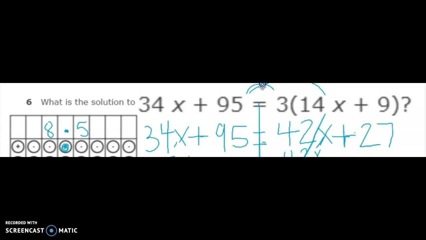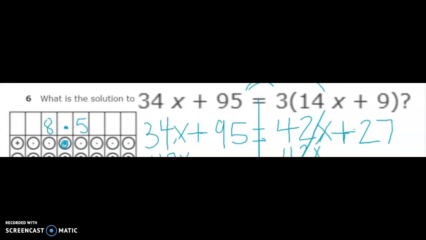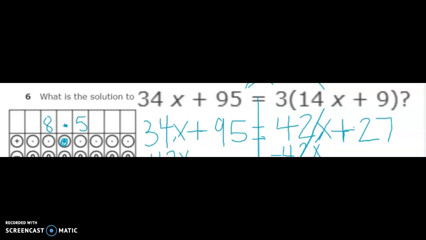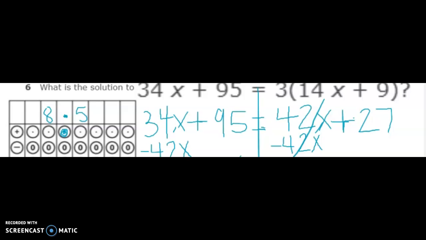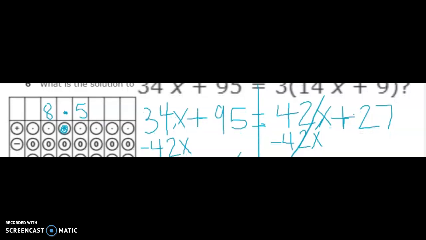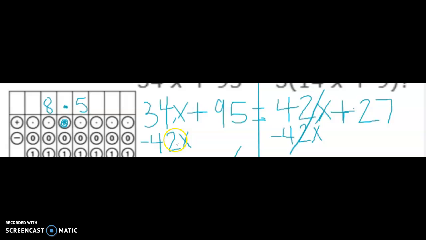Okay, I'm ready now to start rearranging my problem by doing opposite operation. I went ahead and I moved that 42x first. In order to move it to the other side, I had to do minus 42x. Okay, notice how I lined it up with the x.